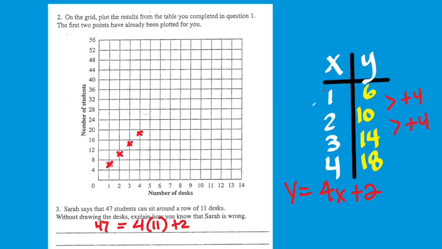So question number 3 says Sarah says that 47 students can sit around 11 desks. Is that true, without having to draw it out? And so use the function, plugging in 11. 11 times 4 is 44 plus 2 is 46, right? So Sarah's not correct, right? She's not correct because she's 1 short. And that's how we prove it.